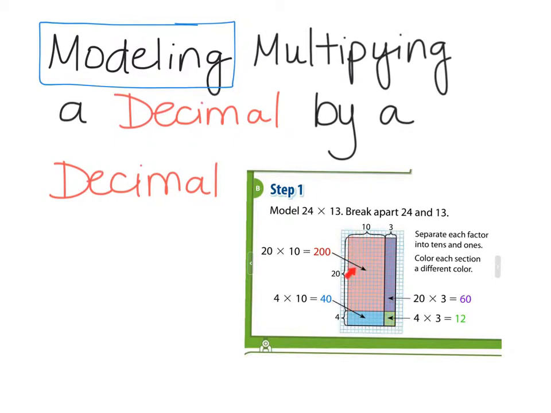This is something that probably makes you think of the box method that we used at the beginning of the year, where you first break apart the factors by place value, so 24 times 13, and you multiply each part to get your partial products, and then you add the four partial products together. Hopefully that rings some bells and some light bulbs are going off as far as remembering what that looks like.